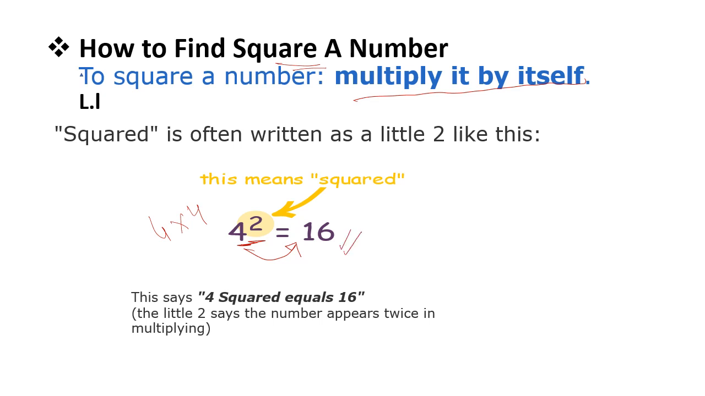So how do I read this? This is read as 4 squared. 4 squared is equal to 16. The little 2 says the number appears twice in the multiplication. That means this 2 indicates that this number will be multiplied 2 times. Squared is often written as a little 2 like this, as shown here.